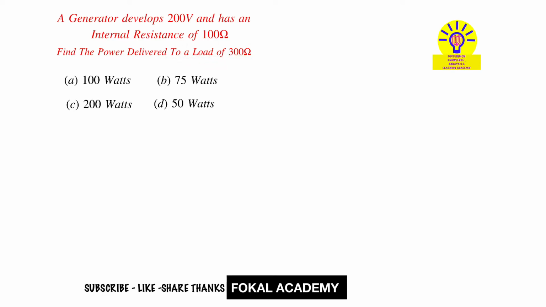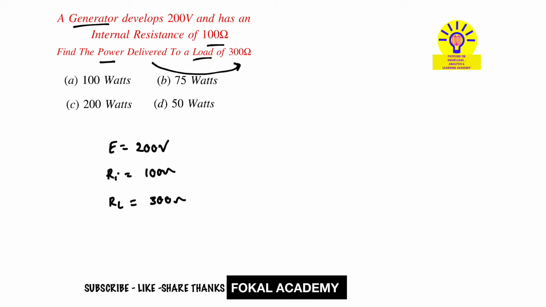This is the problem. So from the problem, the generator voltage is given as 200 volts, and the internal resistance of the generator is given as 100 ohms, and the load RL is given as 300 ohms. Now find the power delivered to the load of 300 ohms. Okay, but first of all we need to find the current.